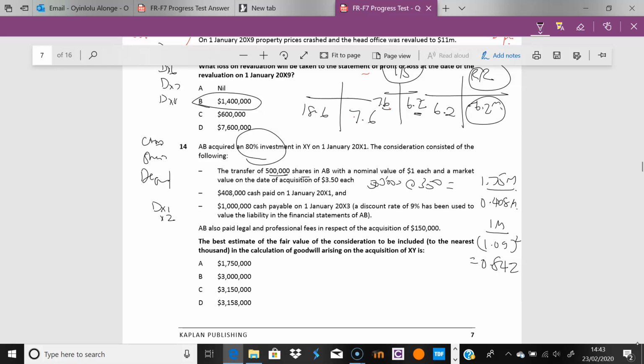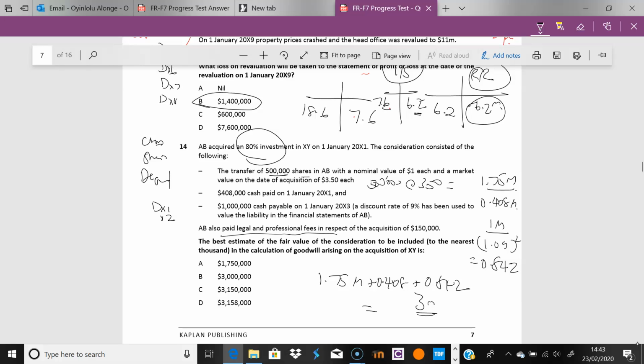So when I add all these three together, 1.75 million plus 0.408 plus 0.842, you will get 3 million. So you have 3 million there. So that's the first thing.